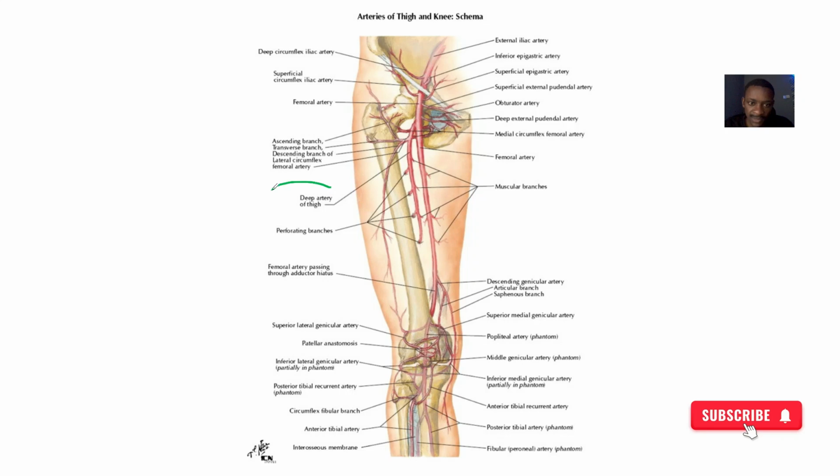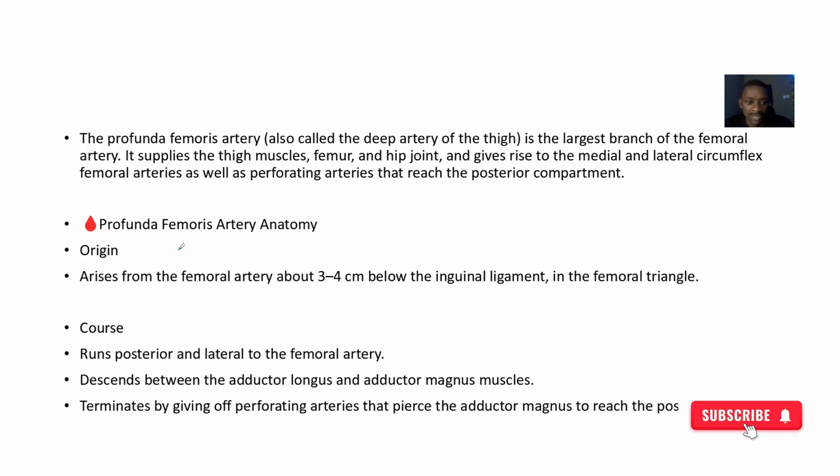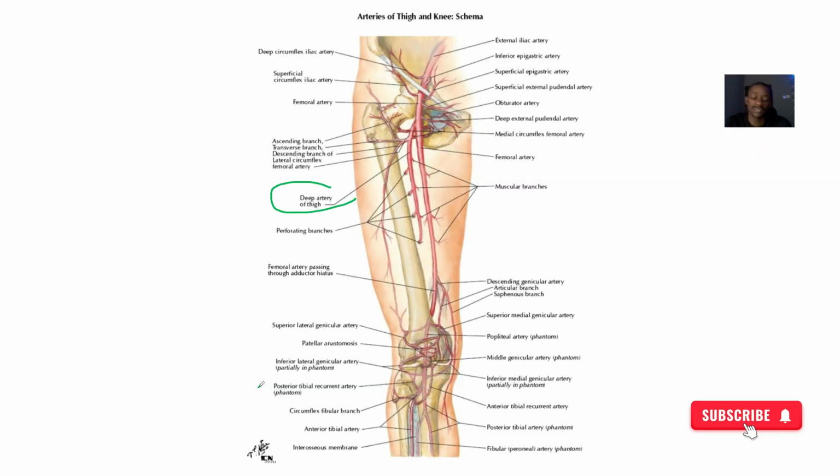So you can see here it's labeled as deep artery of the thigh. It's also called the Profunda femoris artery. Alright, so we said the origin usually arises from the femoral artery, about 3 to 4 centimeters below the inguinal ligament in the femoral triangle. What's the course? It runs posteriorly and lateral to the femoral artery. So it descends between the adductor longus and the adductor magnus muscles. That's basically if we're having a picture where all the muscles and the arteries are being indicated.